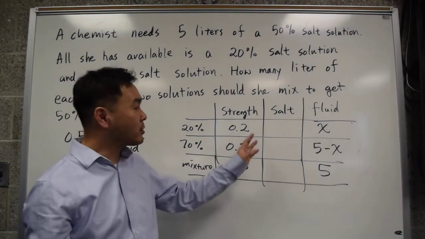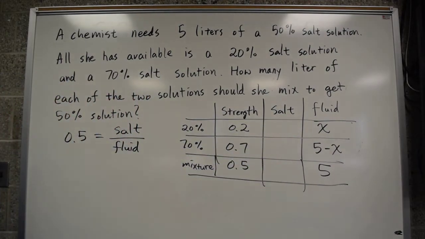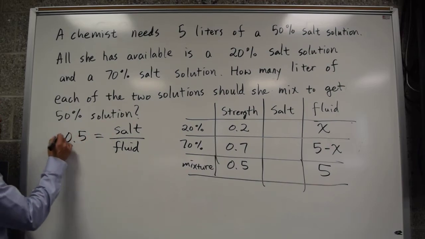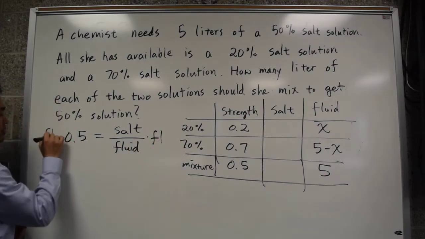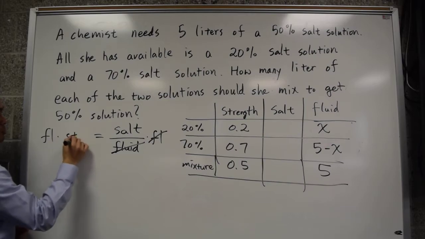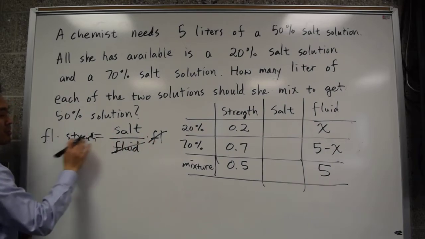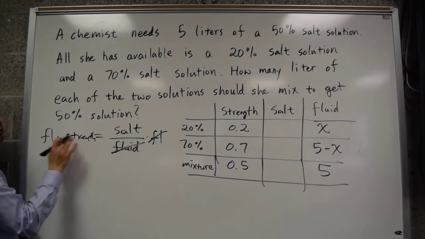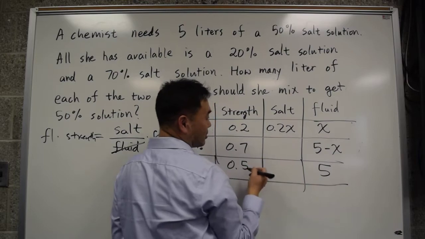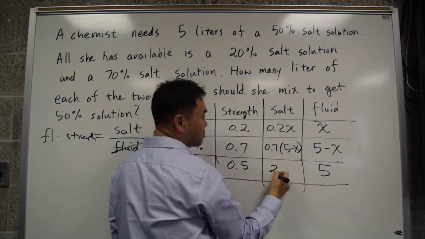Okay. So we got that, and then we have this whole bunch of empty spaces, and it's about the salt. That's the one that we don't know. And multiply the fluid. The fluid should be multiplied on both sides. So these are canceled, and you get salt equal to, this is a strength, sorry. Strength is salt over the fluid, but you multiply the fluid on both sides, and you get salt means you multiply the strength with the amount of fluid to fill this in. So we're going to do that. So multiply 0.2x. This will be 0.7 times 5 minus x. 5 times 0.5, that's 2.5.